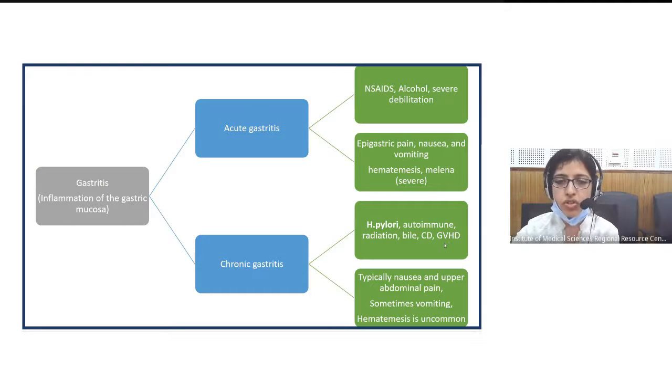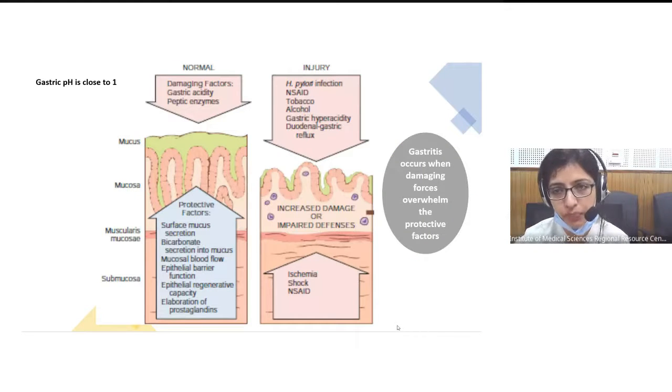Typically, patients of chronic gastritis will present with nausea and upper abdominal pain. Sometimes patients can even have vomiting. However, hematemesis as the initial presentation is quite uncommon. So this is a chronic persistent form of inflammation of the gastric mucosa.